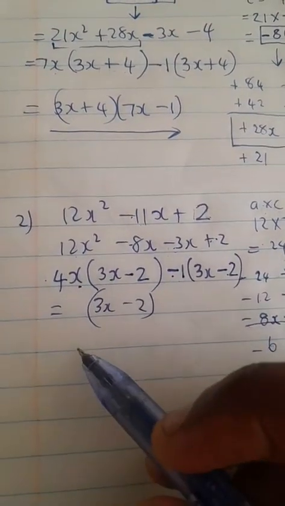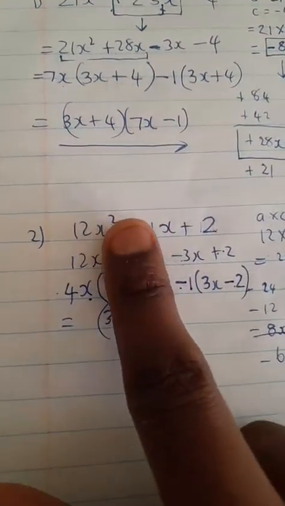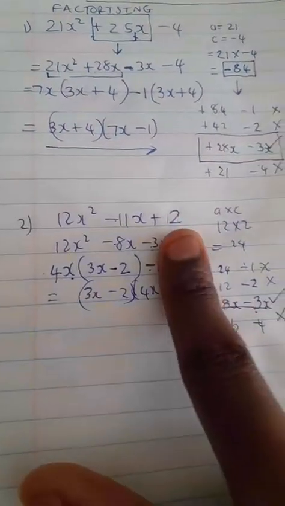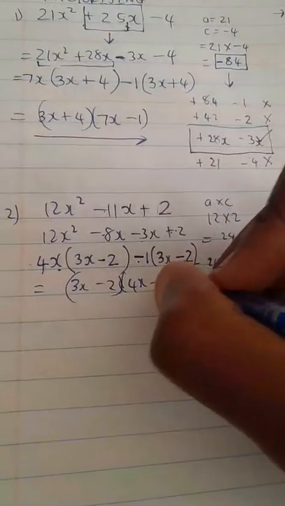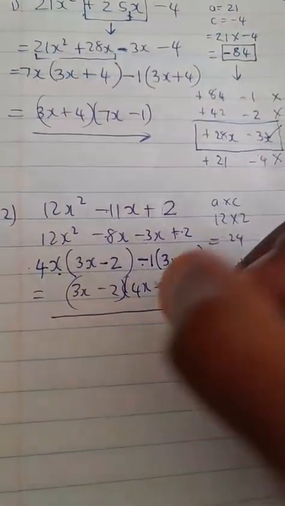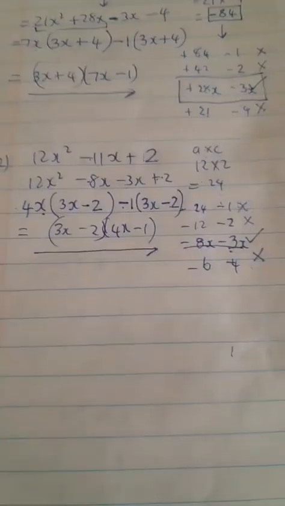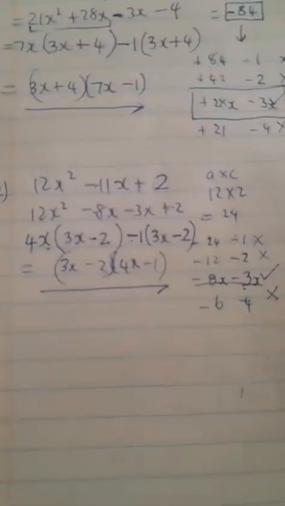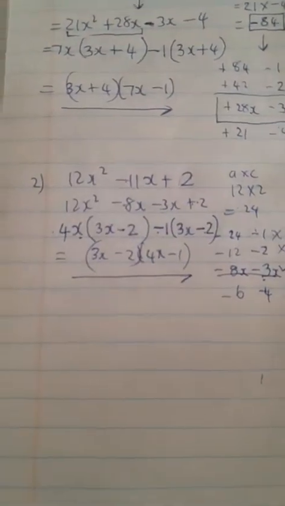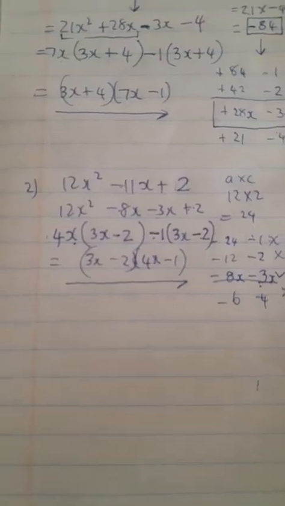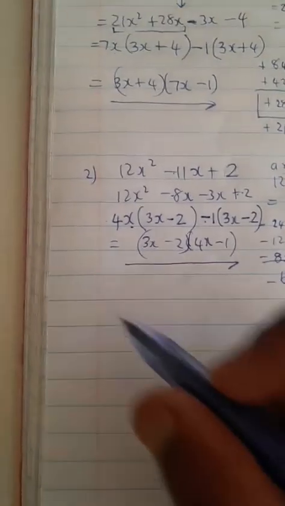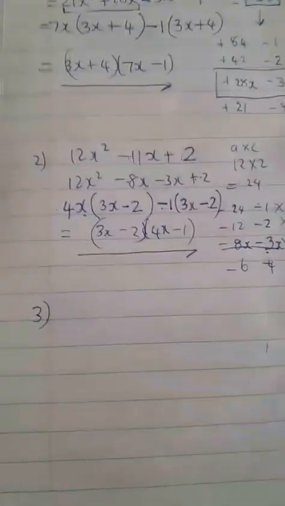The common bracket, we take it out. What's left inside? On the left, we are left with 4x. On the right, we are left with negative 1. We are done, my beautiful people. Who said this thing is not factorable? This thing is factorable. Grade 10 factorization, guys.